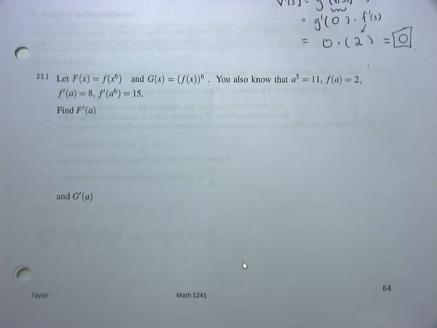All right, number 21 here says this. Big F of x is equal to f of x to the 6. G of x is equal to parentheses f of x, close parentheses, raised to the 6. You also know that a to the 5th equals 11, f of a equals 2, f prime of a equals 8, and f prime of a to the 6 is 15. Your mission, find f prime of a, big F prime of a, and big G prime of a.